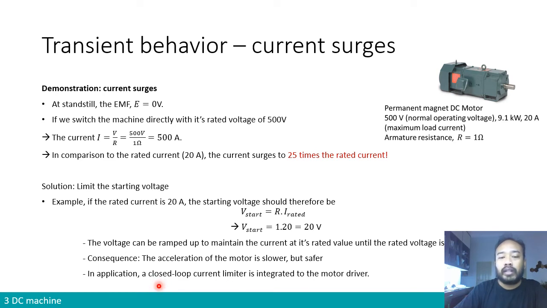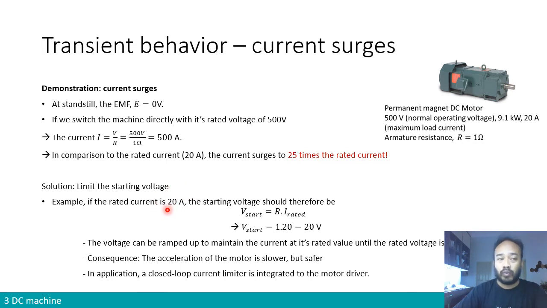a control algorithm integrated into the motor driver. We have a closed loop current limiter. There is a measurement of the speed and of the current in the feedback of the control of the machine. If the controller sees that the current goes beyond the limit, the maximum current, then it will limit the current in the machine. So in this example, we try to limit the current at its rated value.